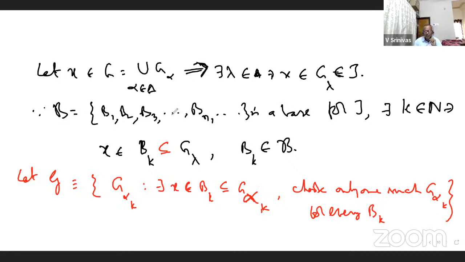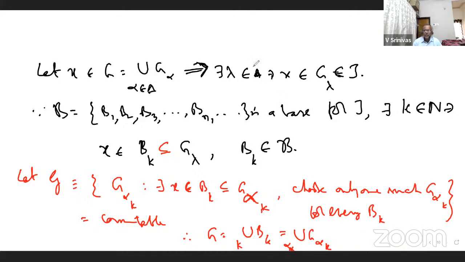And now we know that script B is countable. For every suffix, you are taking only one set, so this also will be countable. Also, you have these conclusions. Small x is varying over G. So G will be equal to the union of all these BKs, and it will be equal to the union of all these G lambdas. Therefore, G equals the union of BKs as K varies, and this is equal to the union of G alpha Ks, as G alpha Ks vary over G.